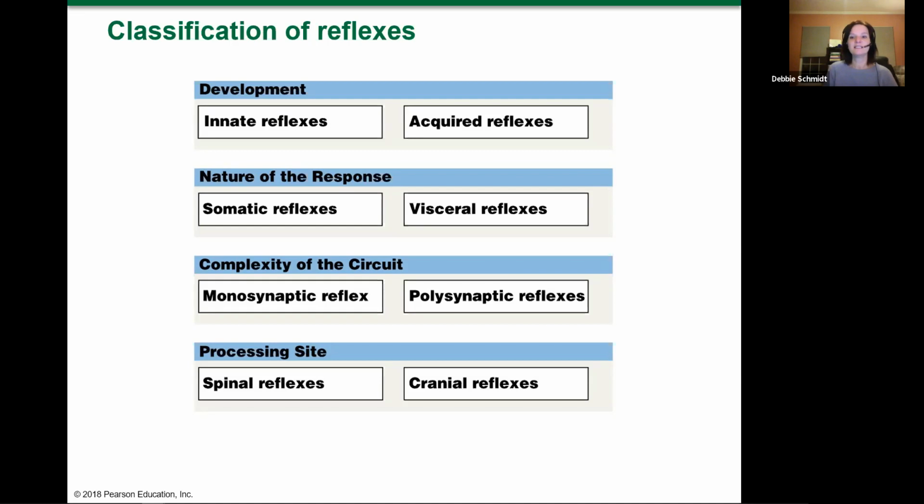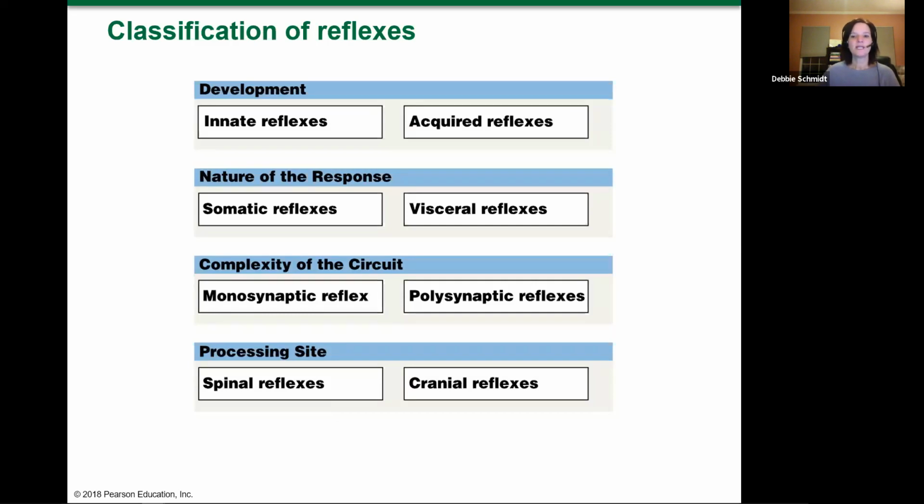Visceral reflexes, which can also be called autonomic reflexes, control involuntary effectors like smooth muscle, cardiac muscle, and glands, okay? That might be when you are in danger and your heart rate kicks up and just starts beating faster and harder, okay? That's an involuntary reflex, a visceral reflex.